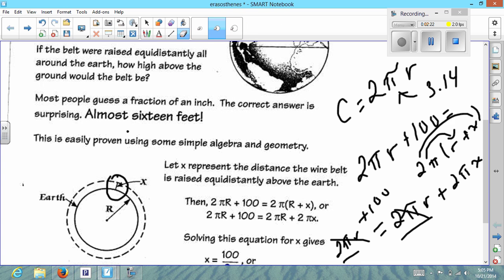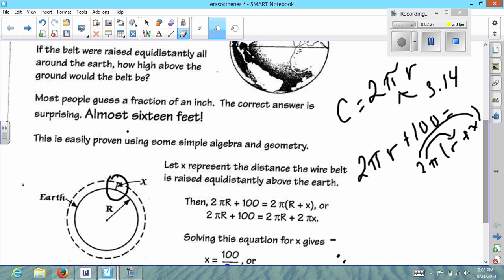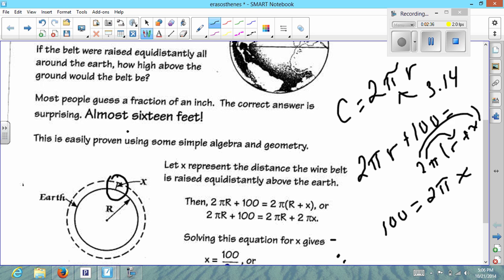So now what I have is that 100 is equal to 2 pi x. And you know that these things are all being multiplied by each other, and I want to get the x all by myself. Well, the opposite of multiplying by something is dividing by something. So if I divide this by 2 pi, and I divide this by 2 pi, this goes away.